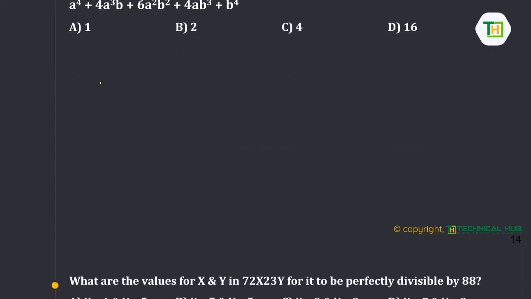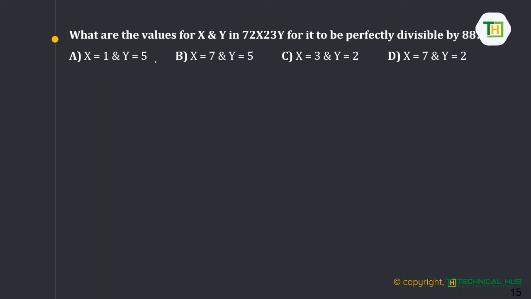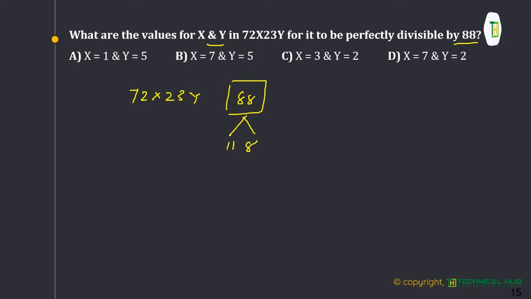A very simple question. Yeah. So what are the values for x and y in 72x23y for it to be perfectly divisible by 88? So what is the number given here? 72x23y, and it should be divisible by 88. Then they are asking what the values for x and y are. You know that if any number is divisible by 88, then definitely that number is exactly divisible by 11 and 8. You know what is the rule of 8?